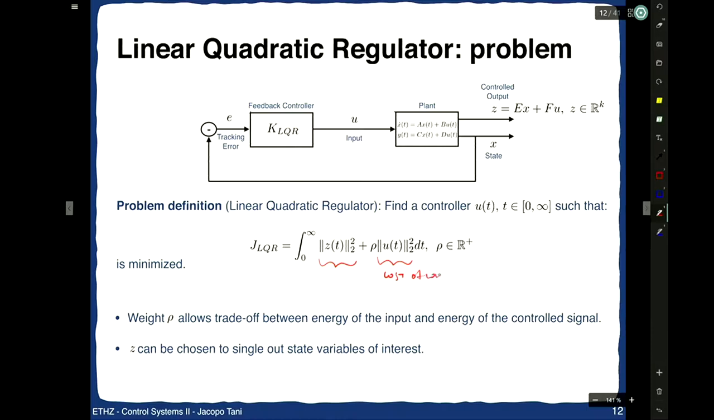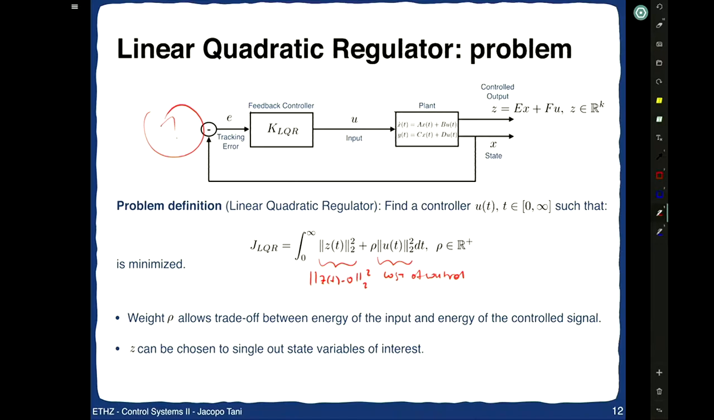And on the other side, we compare it with this 2 norm of the controlled output, which you can imagine as being the difference between your output and a 0 signal. Okay, and actually, this problem is formulated implicitly. You see there is no reference signal here. It's implicitly defined in such a way that we're trying to track the 0 signal. Okay, that's the problem of regulation. That's why it's called a linear quadratic regulator.